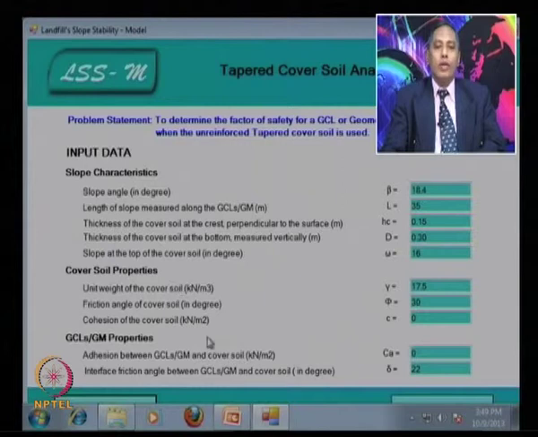Now, cover soil property: unit weight of cover soil gamma 17.5 kilonewton per meter cube, friction angle of the cover soil phi is equal to 30 degree, and cohesion of the cover soil C is equal to 0.